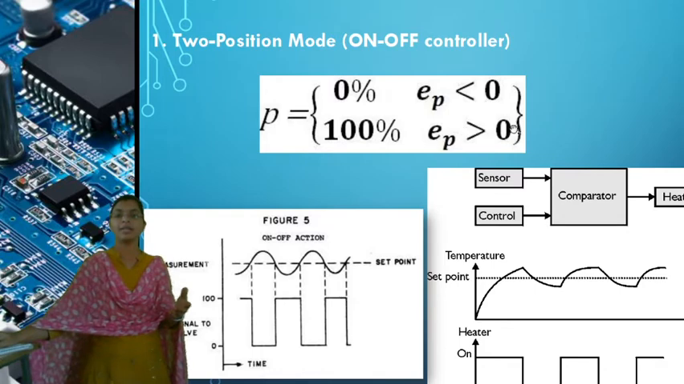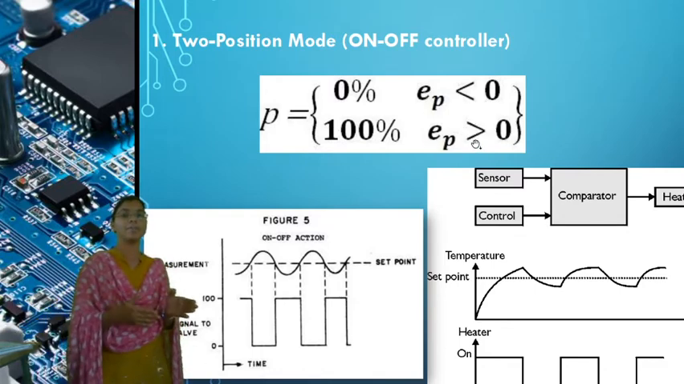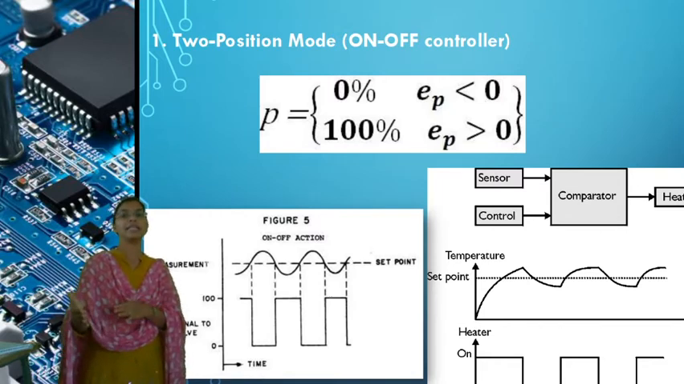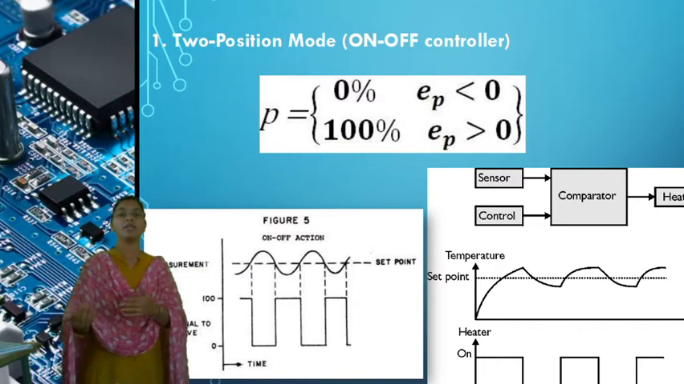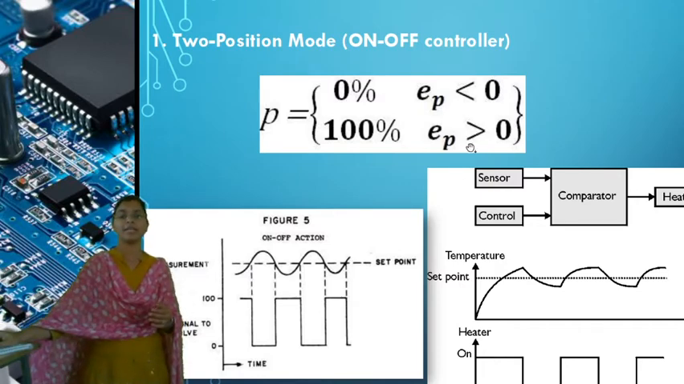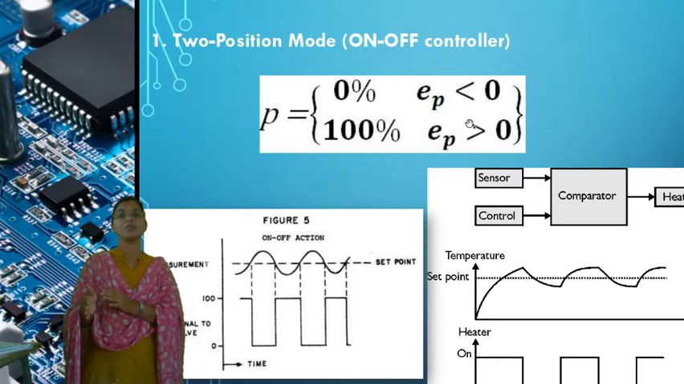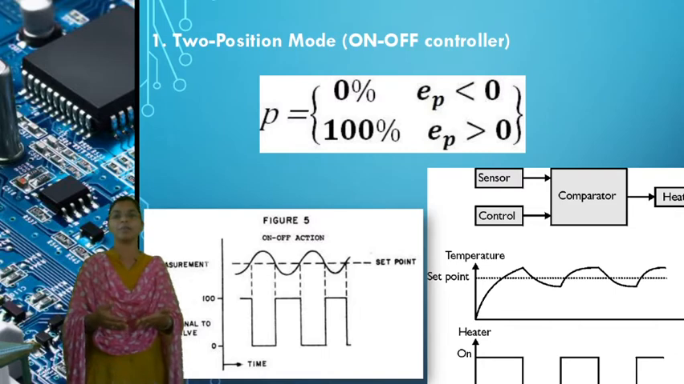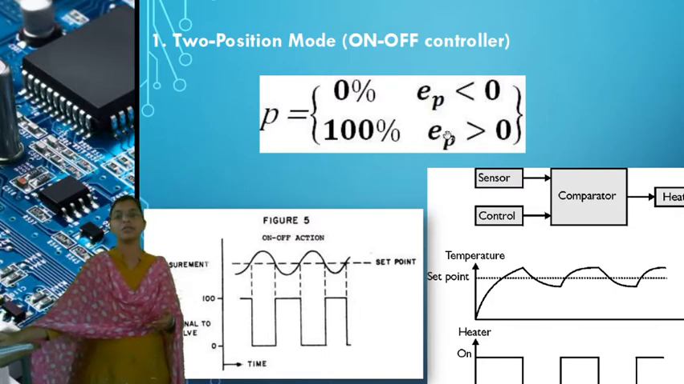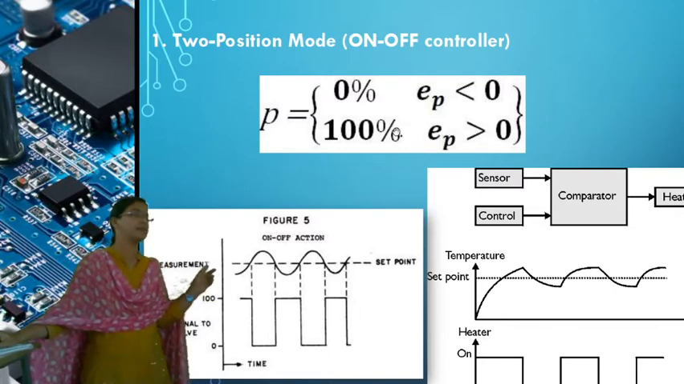So here that EP is greater than 0, right? EP greater than 0 is nothing but set point minus measured value greater than 0. Whenever the set point value is high, only then are you going to get an EP value greater than 0. If EP is greater than 0, that means the measured value, the actual value, is less than the set point, then what are you going to do? You are going to switch on the motor, which means you give the 100% output. So EP greater than 0 will generate 100%.